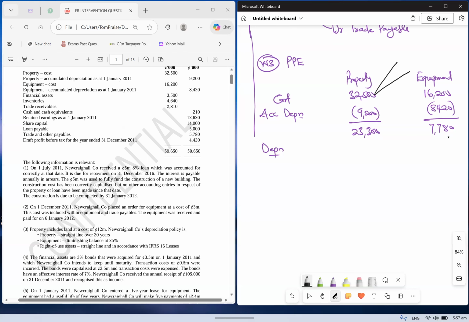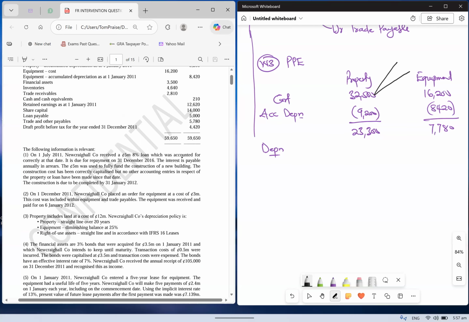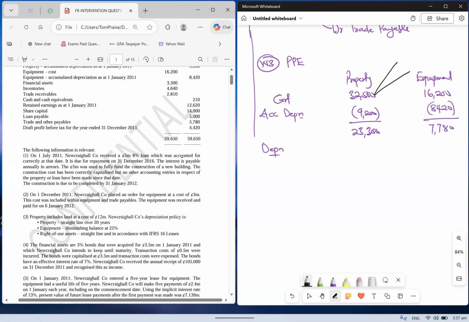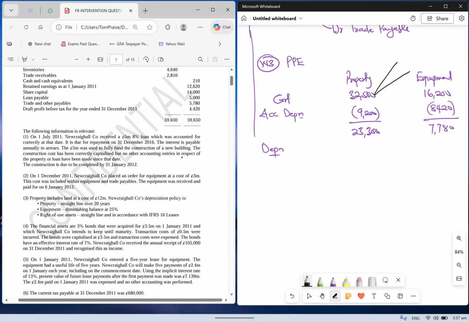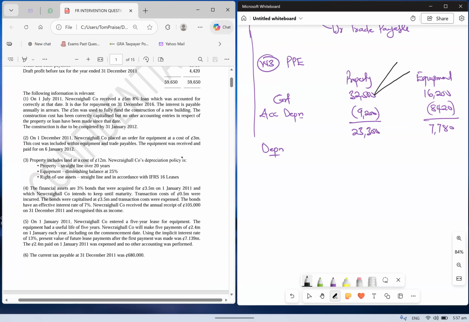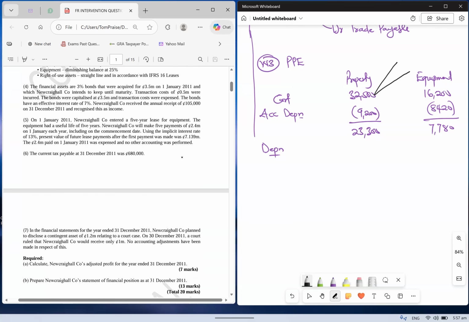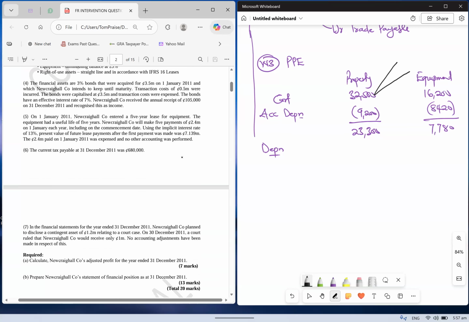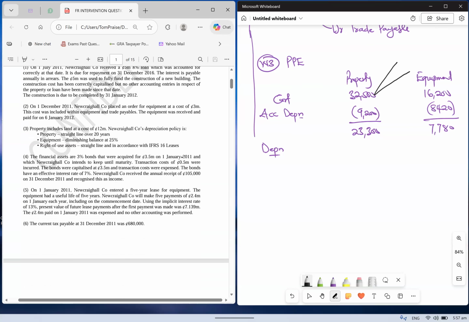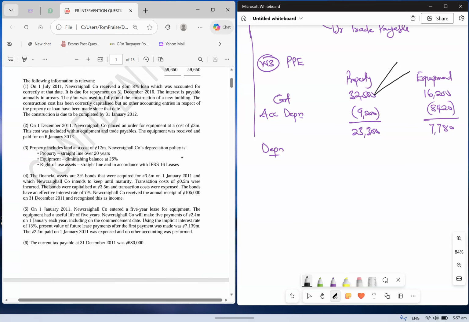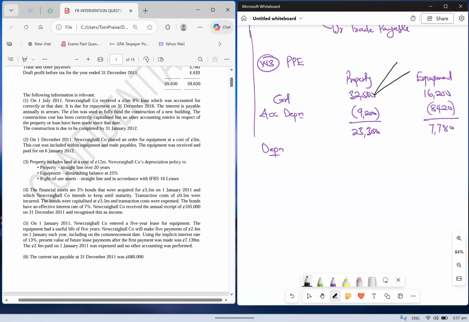And the property, they also said, was it a land? Where did we read that one? I think when we were reading, we read a land. Yeah, this is it. Property includes land of 12 million. And you also know that we don't depreciate land, right? So you need to be very, very careful.